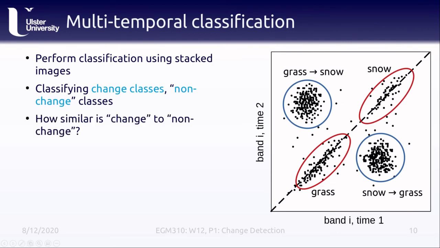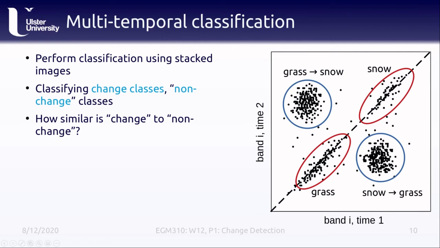When we're doing this sort of classification, one thing we have to think about is how similar are our change classes to our non-change classes. This is going to depend on the image we have. Images with only visible bands might be difficult to distinguish given how similar many surfaces appear in visible light. It will also depend on the type of change we're trying to see as well.